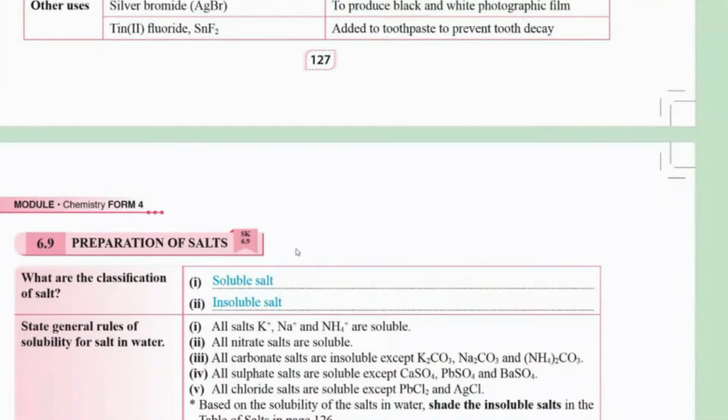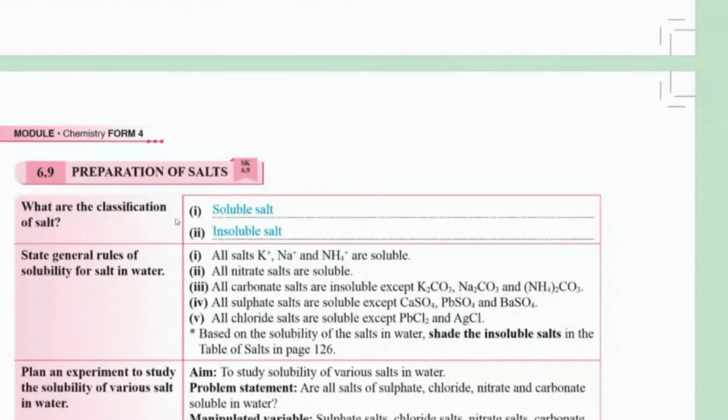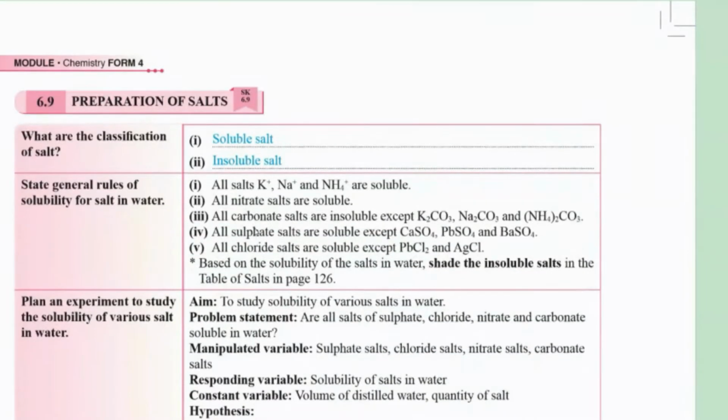Now let's go to the preparation of the salt. Under the salt topic, there are two parts you need to remember. First one is preparation of the salt. Second part is testing of the ions inside the salt, so it will be cations and anions. Now we look into the preparation of the salt. We must know the solubility. So what is the classification of the salt? Write down soluble salt and insoluble salt.